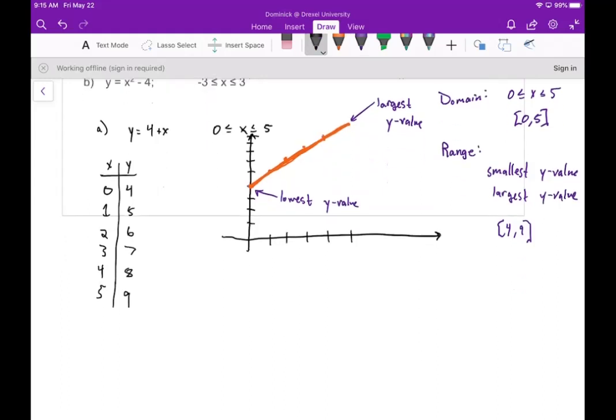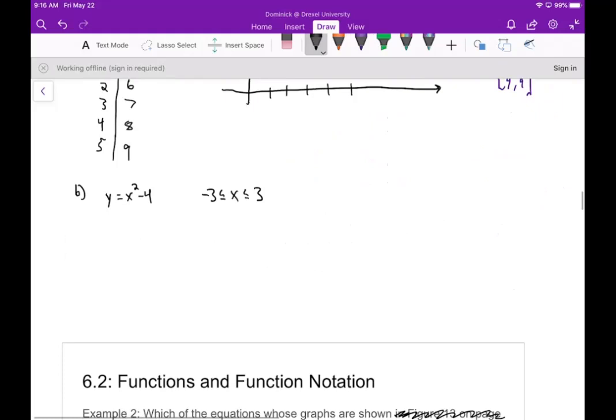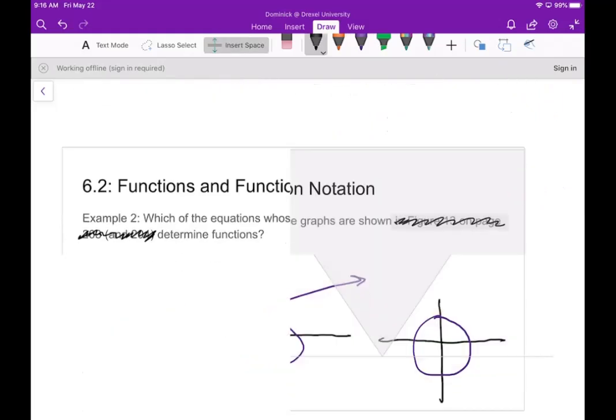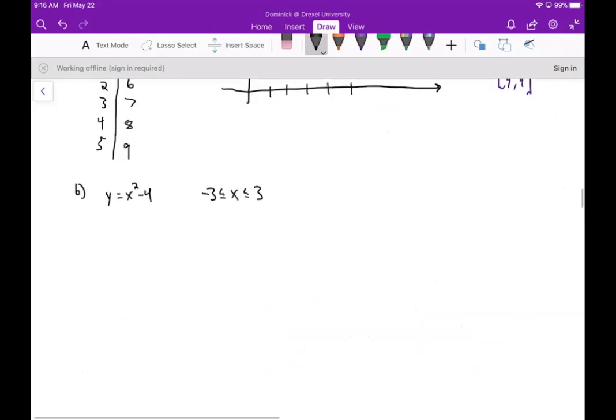Okay, let's look at part B. So part B, we have y equals x squared minus 4, and we're told that x should only be between -3 and +3. Okay, so let's go ahead and we'll make our table of values here. And we'll just test everything in between here since it's fairly doable.